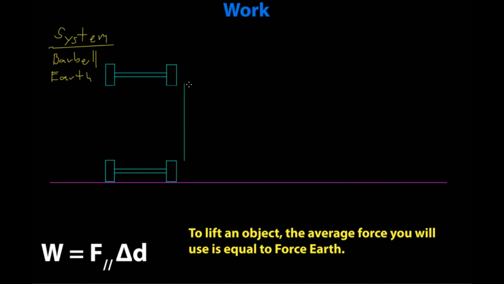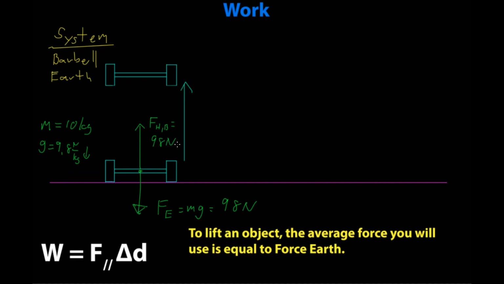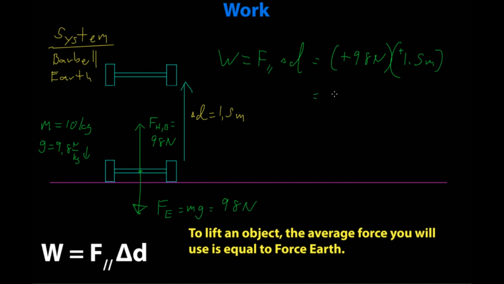You are lifting it from here to here. Let's say the barbell has a mass of, make it easy, 10 kilograms. Force Earth is mg, would simply be 98 newtons. And as we just described, the average force you would use during the lift would also be 98 newtons, a little more at the beginning, equal to 98 during the lift, and a little less at the end, which means the force would be positive 98 newtons because you were pushing upward, we're doing the transfer from you. And let's say we lift this 1.5 meters. Upward, so it's positive, and we would get a transfer of 147 joules, and this would transfer into gravitational potential energy.